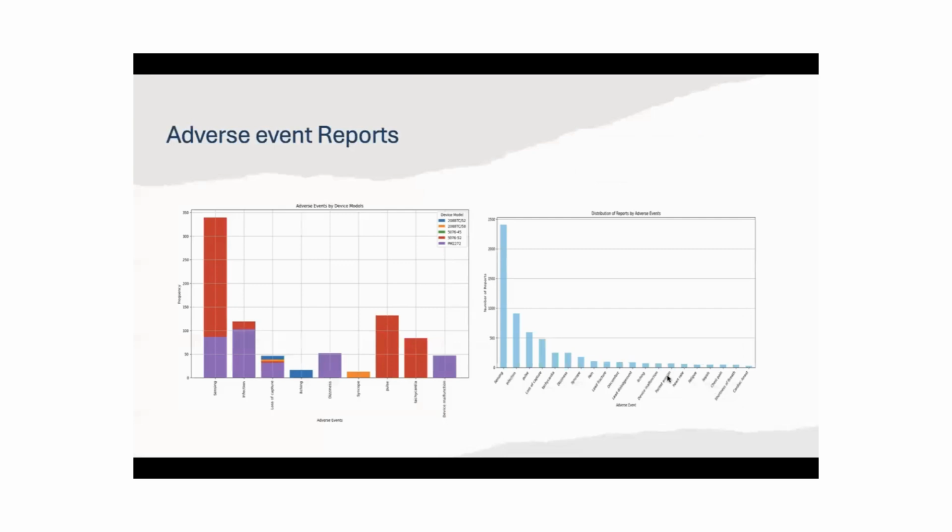The first graph displays the adverse events categorized by pacemaker with different device models, where sensing is the most frequent one. The second graph shows the overall distribution of adverse events, where sensing, infection and pulse are the most commonly reported problems.